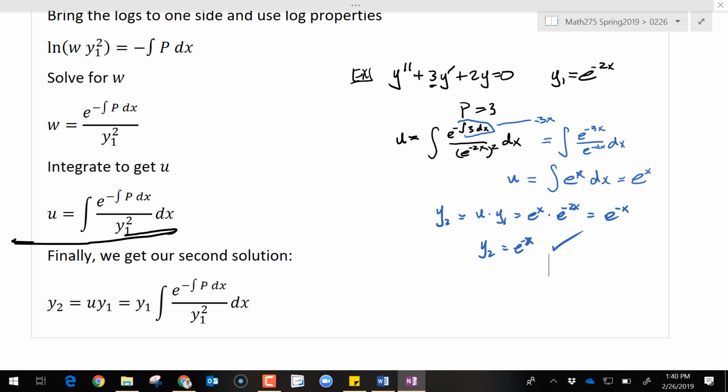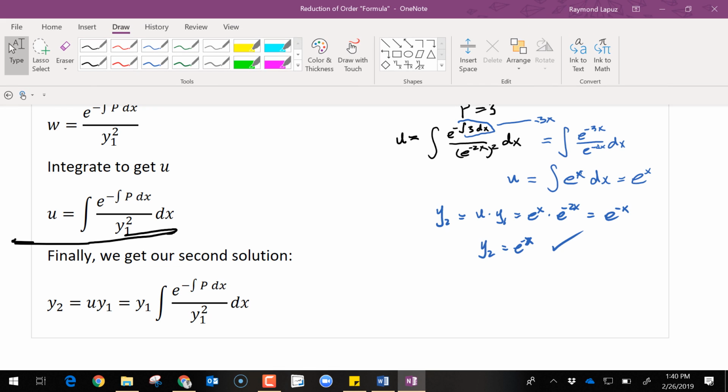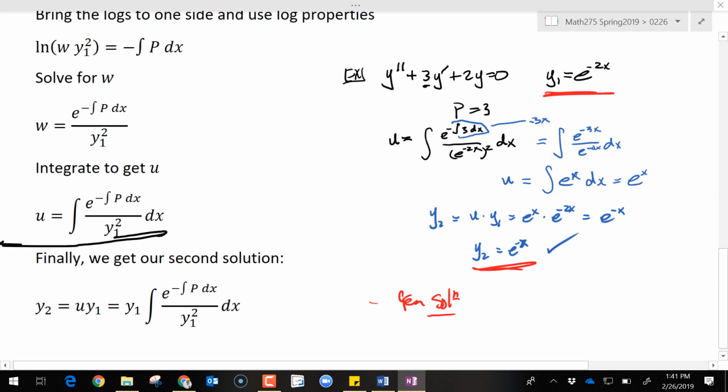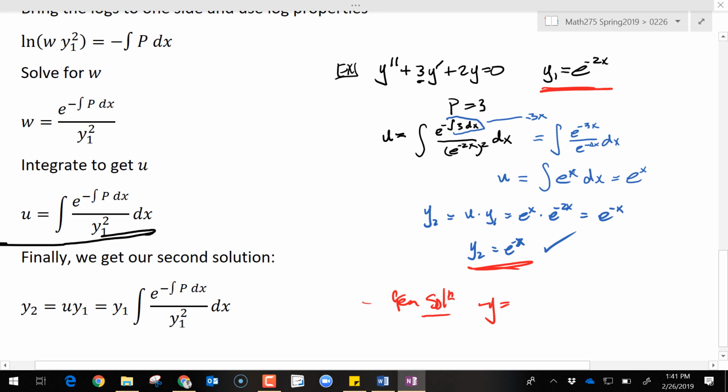So again, if we have the first solution and the second solution, then our general solution is going to be y is equal to c1 e to the negative 2x plus c2 e to the negative x. And so those are where the arbitrary constants go.